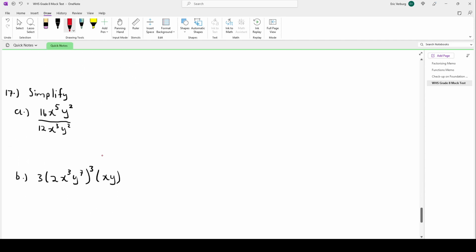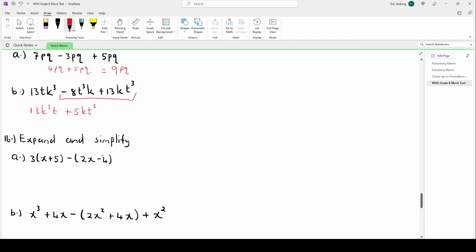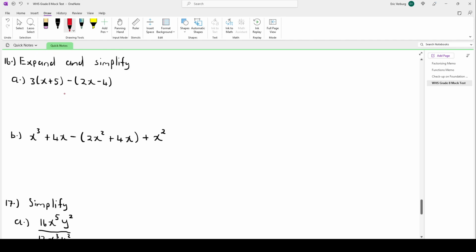Okay, question 16, and then 17 is the last one. Almost there. So question 16, expand and simplify. So here we multiply in. 3 times x is 3x. 3 times 5 is positive 15. Negative times positive 2x is negative 2x. And then negative times negative 4 is positive 4. Collect like terms. So 3x's minus 2x's is 1x. And then positive 15 plus 4 is positive 19.